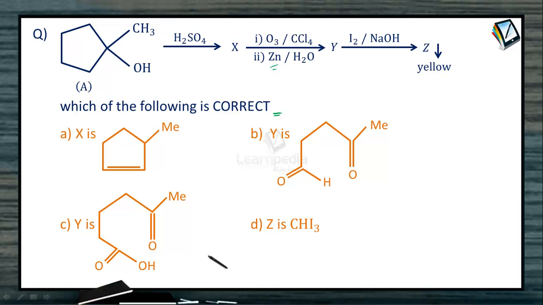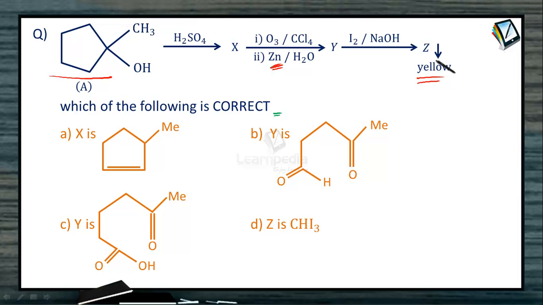The next question: 1-methyl cyclopentanol is treated with sulfuric acid and the product formed is subjected to reductive ozonolysis because of the presence of zinc, and the product further formed is then subjected to iodine in the presence of alkali, the iodoform reaction, and yellow. So the yellow precipitate is due to iodoform.